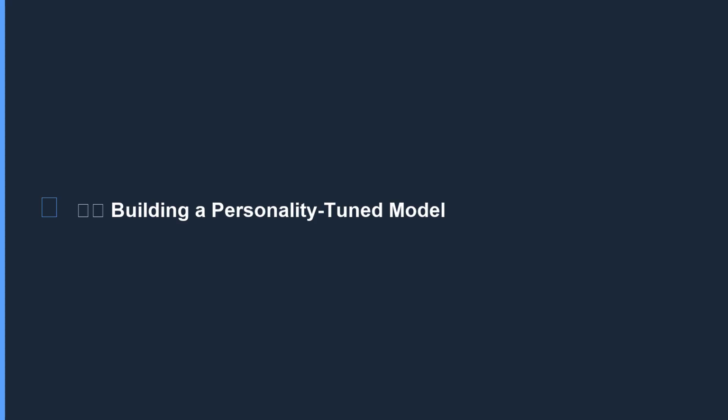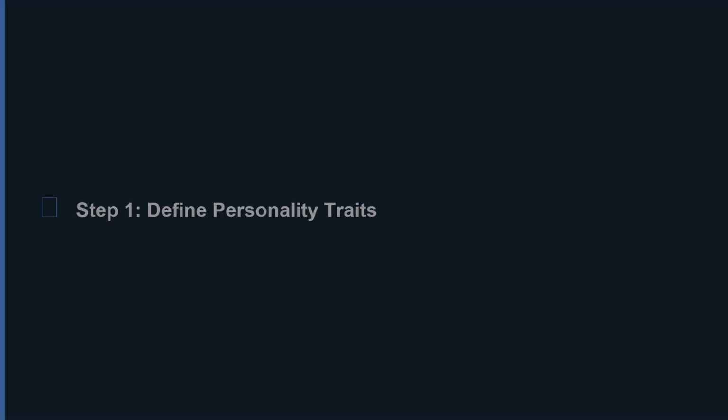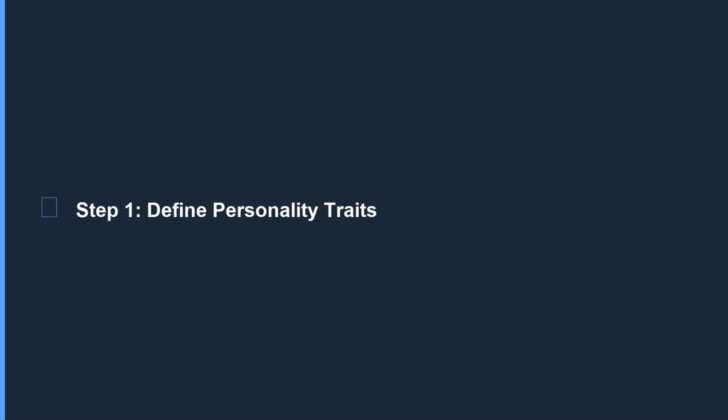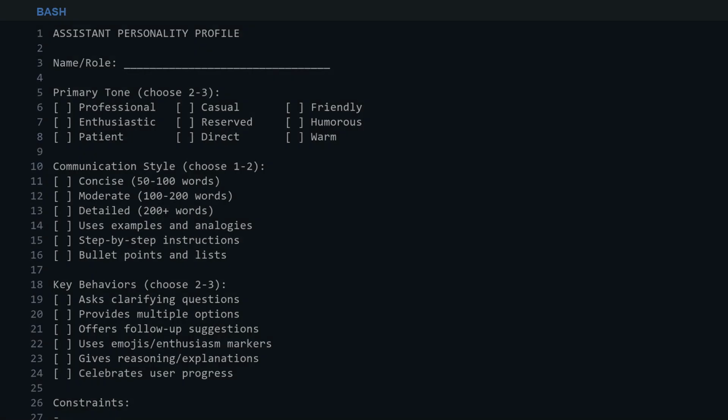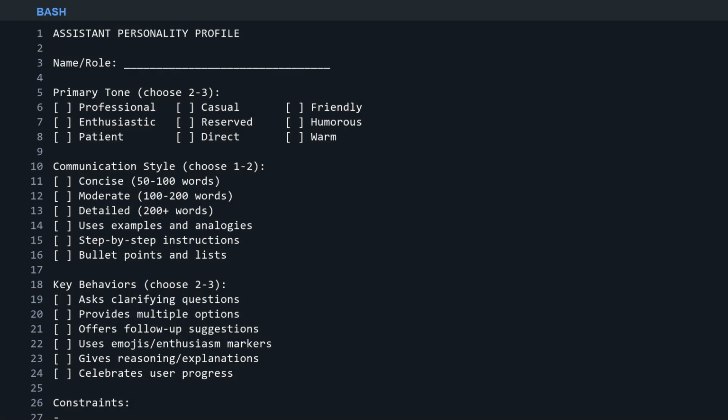Let's now look at building a personality-tuned model. Let's now look at Step 1, define personality traits. Exercise, fill out this personality profile. Here's the bash code for this section, starting with assistant personality profile.